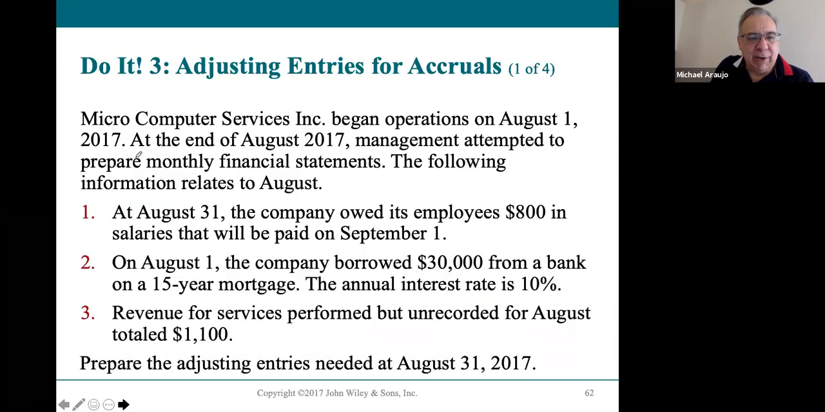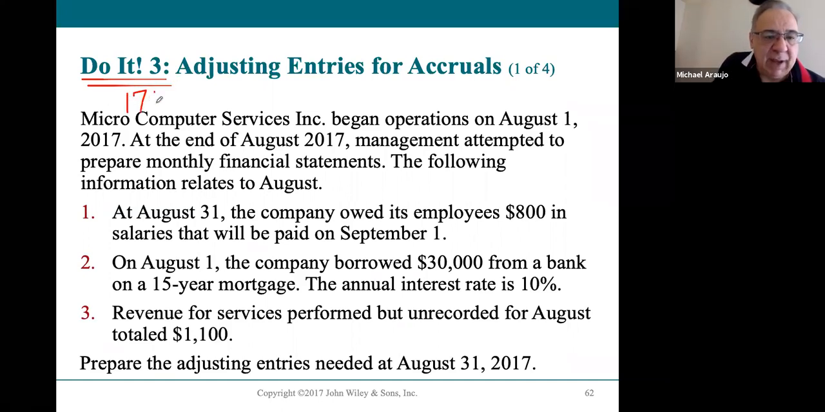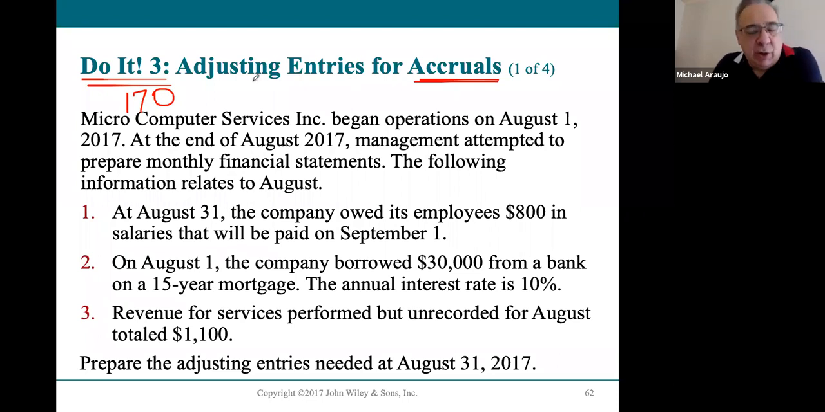So let's take a look at how this would be in the do it exercise. If you have your book handy, then you want to turn to page 170. This is on page 170. Do it exercise. And it just shows you the 3 accrual entries that we just learned. Okay. And so this is the company Micro Computer Services. It began operations October the 1st, and now we're at the very end of October, and management is trying to put together their monthly income statement first, obviously. So these 3 things should be noted.